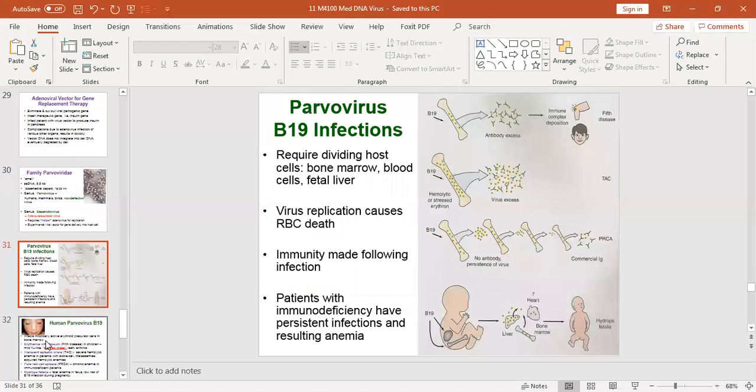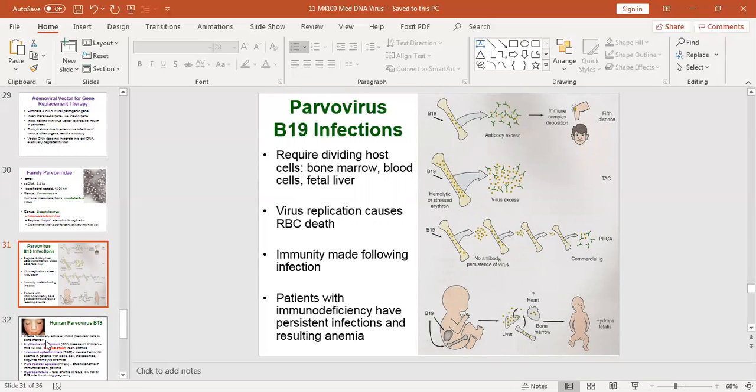Moving to slide number 23, parvovirus B19 serotype causes some infections. So the virus needs those host cells that are dividing, continuously dividing host cells, including bone marrow, blood cells, and fetal liver.